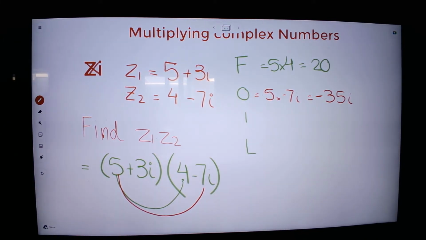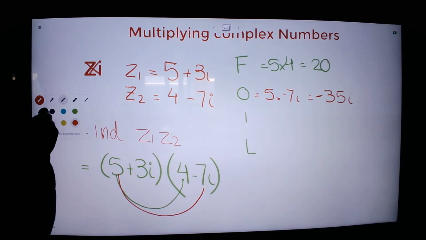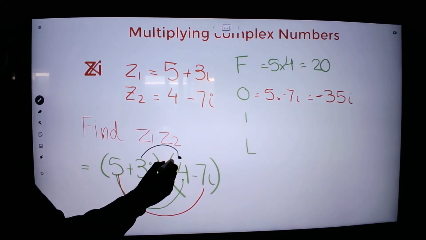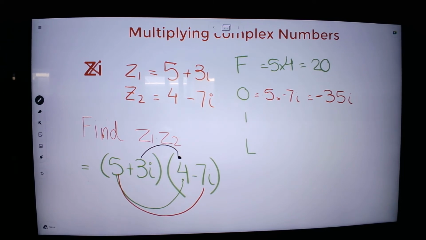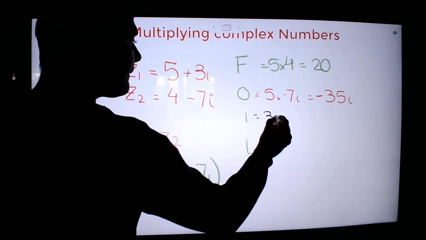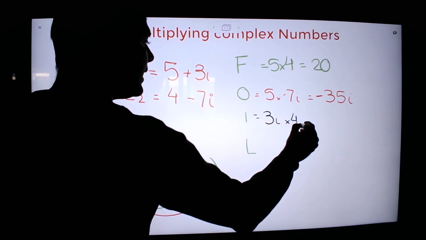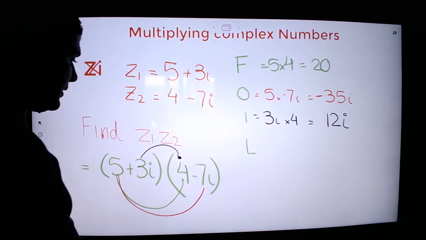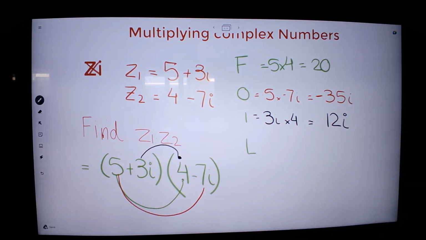Then you do inner. This is the inner in the first bracket and this is the inner in the second bracket. So you multiply them together. 3i times 4. And 3 times 4 is actually 12i. That's it, because signs are positive.